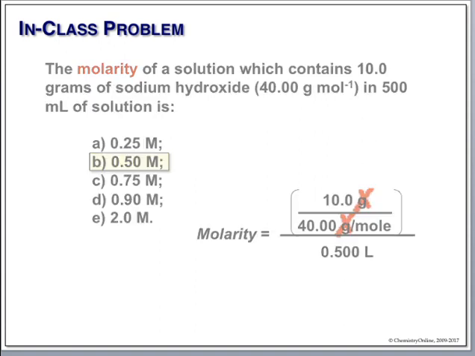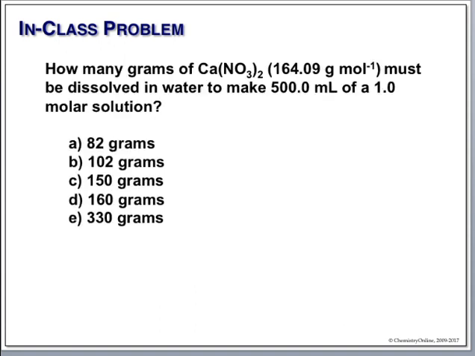How much calcium nitrate do we need to make 500 mils of a 1 molar solution? Well, you could say if we had 164 grams in 1 liter, we would have a 1 molar solution. And then you could just talk yourself back and forth from that.